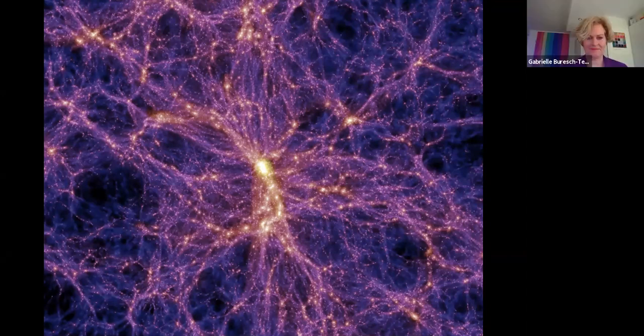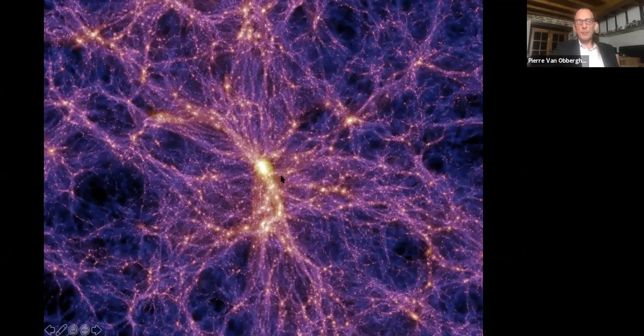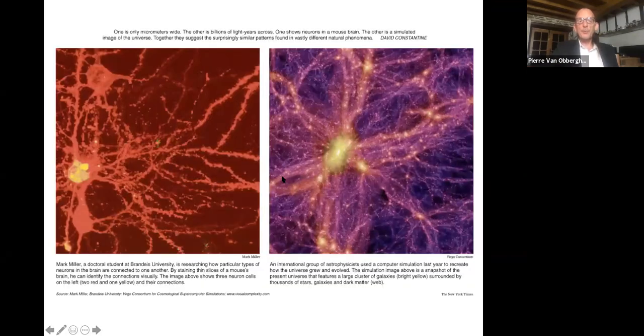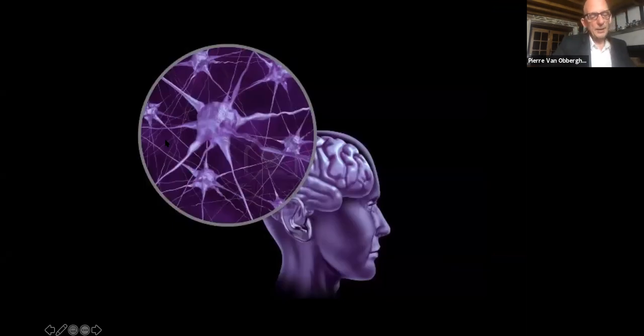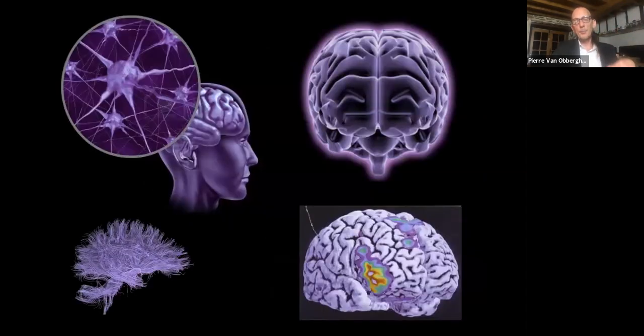So if we look at this filament of galaxies, it looks very much like a brain cell. On the right side of the screen, you see the universe at big scale, and on the left side of the screen, you have brain cells. So this is why I related deep violet to memory, to what is inside the brain.